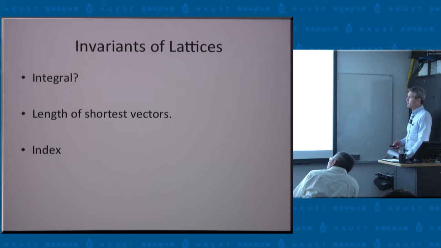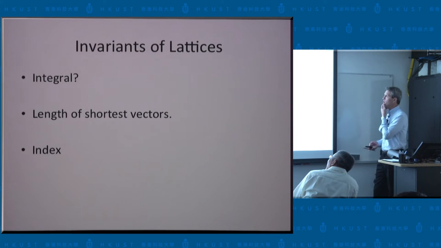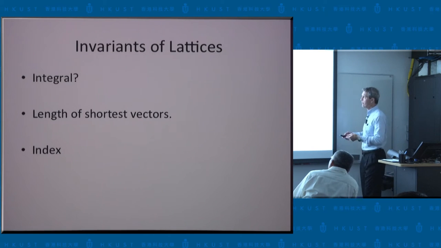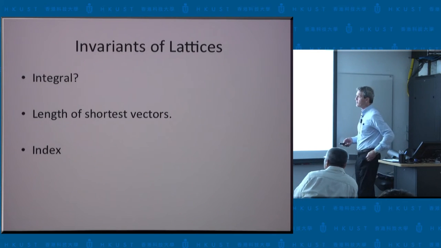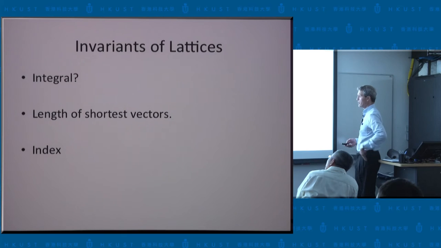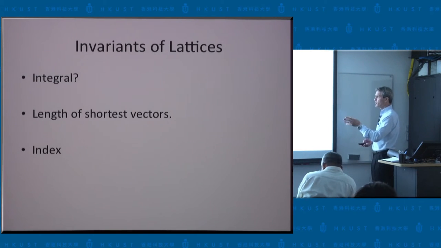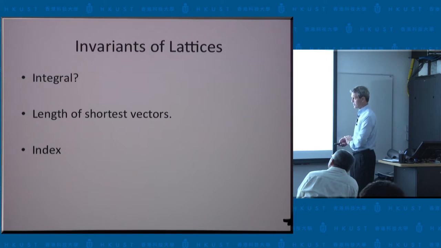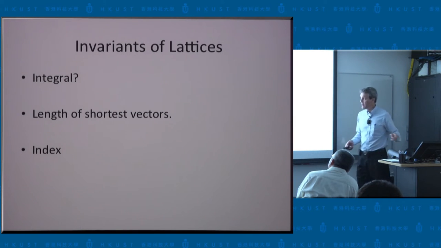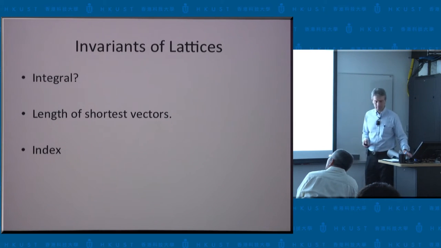Okay, so if you're going to study things in higher dimensions, you can't have just pictures, so you have to have some features that you want to single out. And the first is, are they integral? So you can look at all the points of the lattice and take their square norms, you can take their inner products, and if those are all integers, then I'll call it an integral lattice. And then you can ask about the length of the shortest vectors.